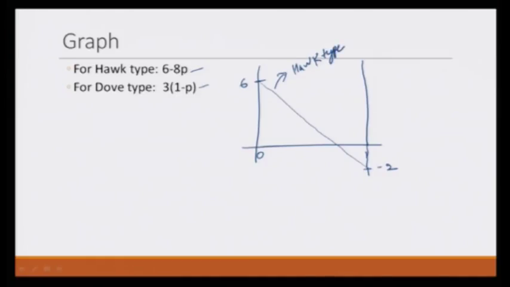p. And similarly, the payoff of dove type starts, when p is equal to 0, at 3, and when p is equal to 1, it is equal to 0. So it starts at a much lower level, but the rate of decrease is much less, and this is for dove type.